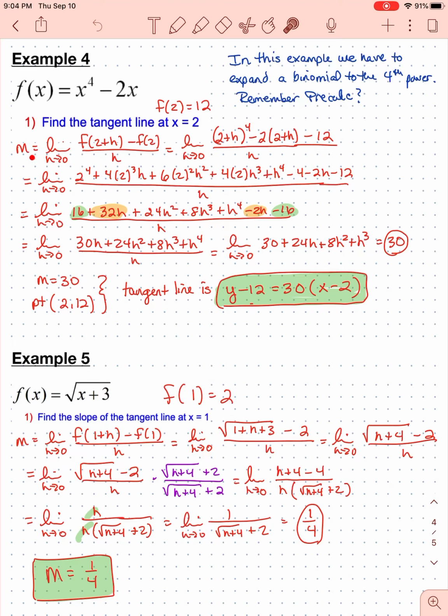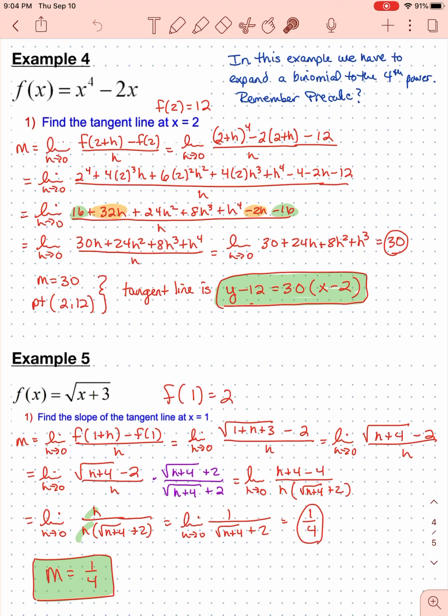And now I need to find the slope, so I'll use the ADQ. We only have to do one thing here, so I'm just going to do it at x equals 2. So it's going to be the limit as h goes to 0 of f of 2 plus h minus f of 2 all over h. And then in the next step, we will plug in 2 plus h in for x, which gives us 2 plus h to the fourth minus 2 times 2 plus h. And then minus f of 2 means minus 12.